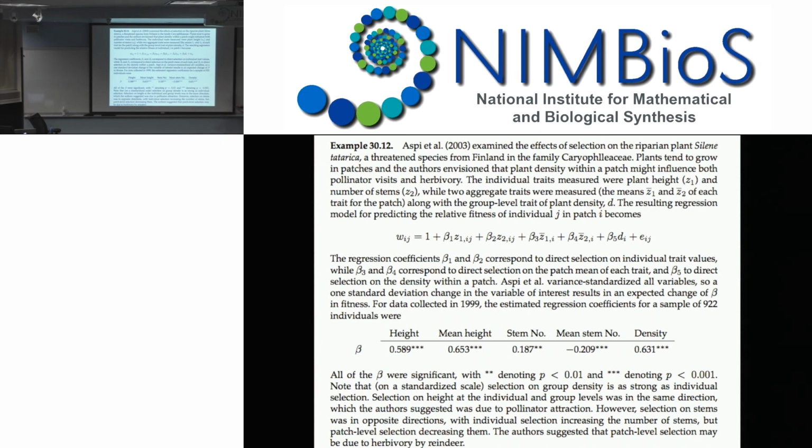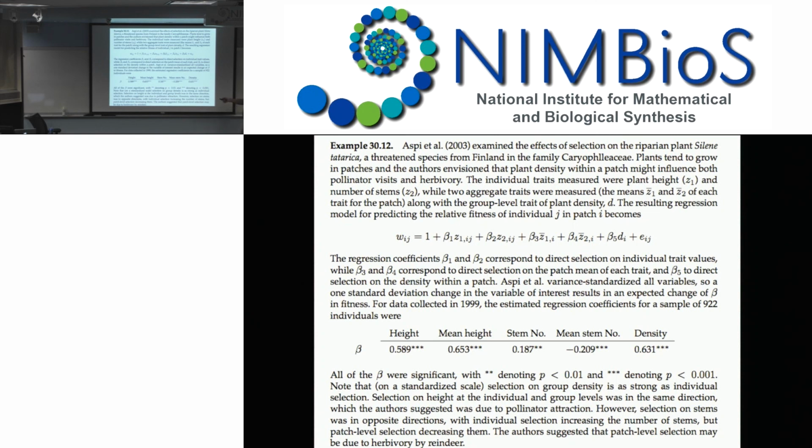You then go ahead and run the regression. When they ran the regression, what they saw was height was significant, but so was mean height. So your fitness is equally determined by how tall you are and by the average height in your group. Fitness was influenced by stem number, but it was equally influenced in the opposite direction by the average stem number of the group you're in, and also was influenced by density. And they made the great suggestion, this is probably predation due to reindeer, right?